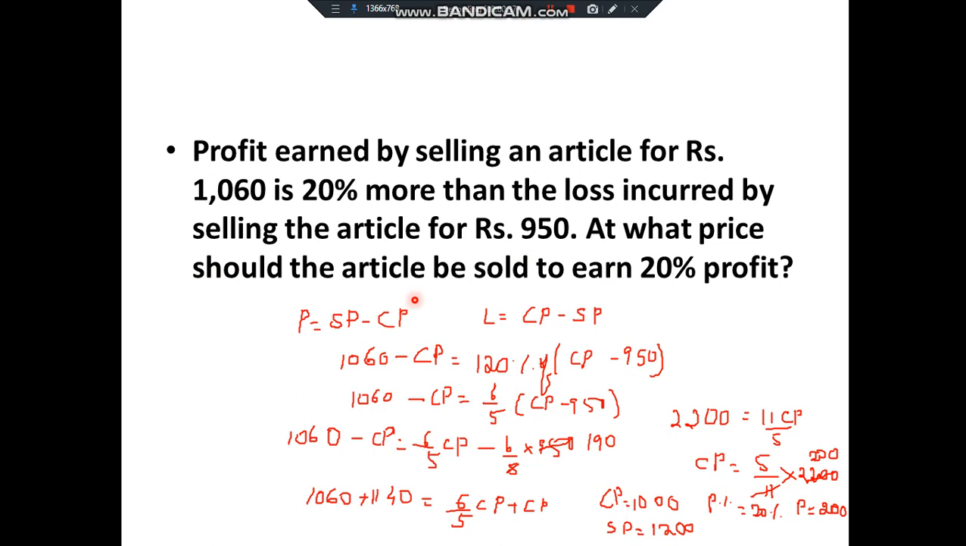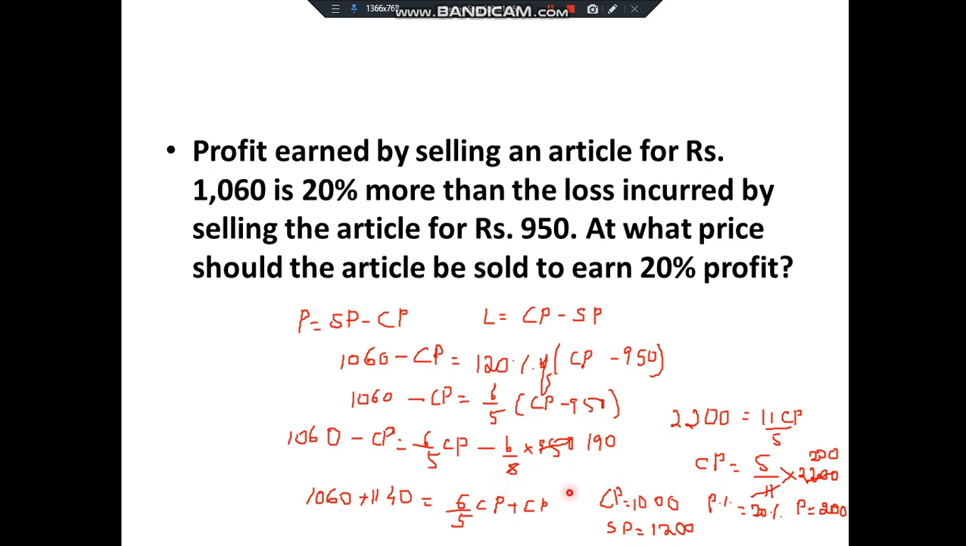So profit we know is SP minus CP, loss we know is CP minus SP. So substitute the values. So 1060 minus CP is equal to 120% of CP minus 950. 120's equivalent fraction is 6 by 5. So 1060 minus CP is equal to 6 by 5 of CP minus 950. So when you multiply, finally you'll get the answer as CP is equal to 1000 rupees.